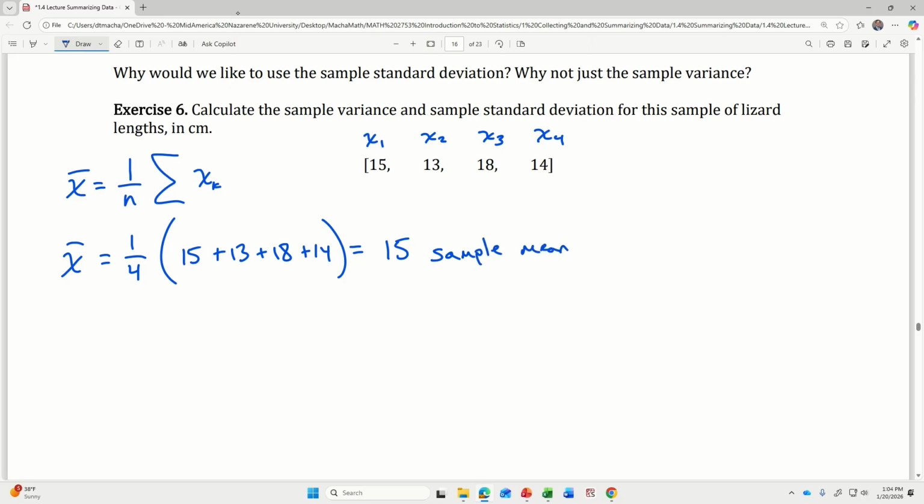Then for the deviations, x1 minus x bar would be 15 minus 15, which would be 0. x2 minus x bar would be 13 minus 15, which is negative 2. x3 minus x bar is 18 minus 15, which is 3. And then x4 minus x bar would be 14 minus 15, which is negative 1.